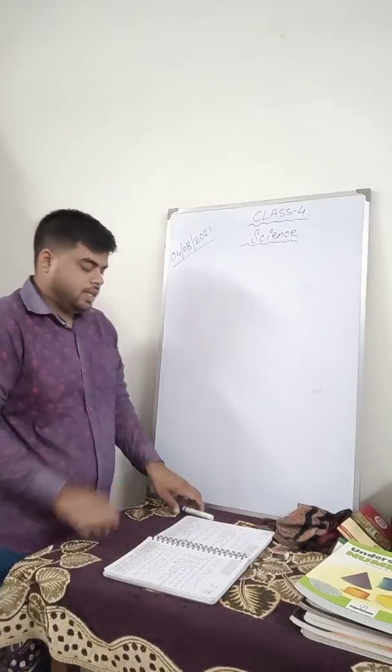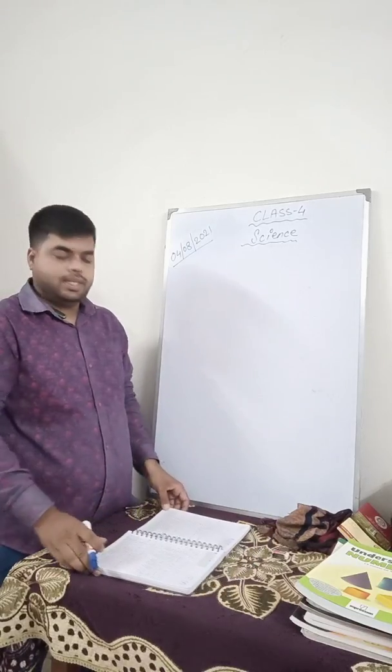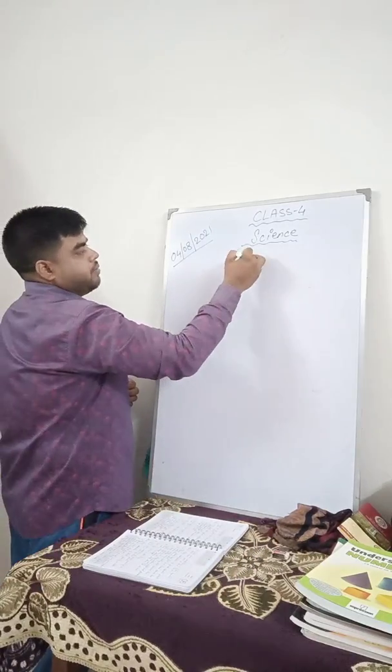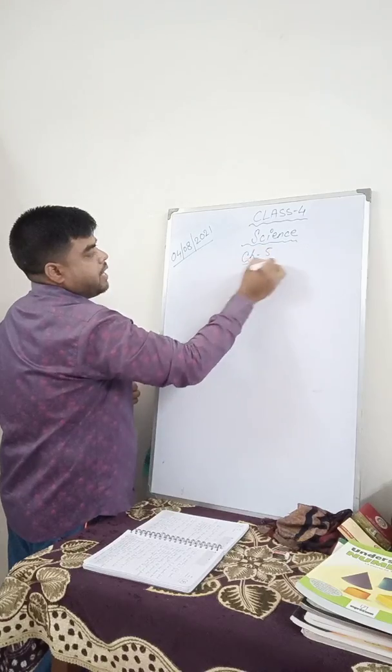Good morning, students. This video is for class 4 science, and today we will start with the question answers of chapter number 5. Chapter 5, Adaptation in Plants.